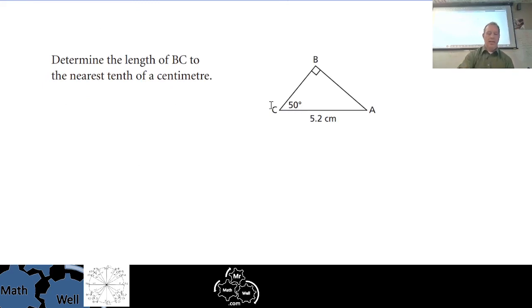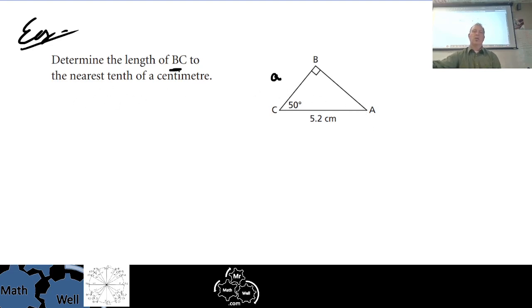This is mostly sine and cos. So using sine and cos to calculate lengths. So let's do this one as well. This is an example in your textbook here. Determine the length of BC. And so BC is this length right here. It's also little a, right? That would also be little a if you'd like to use little a instead. To the nearest tenth of a centimeter.